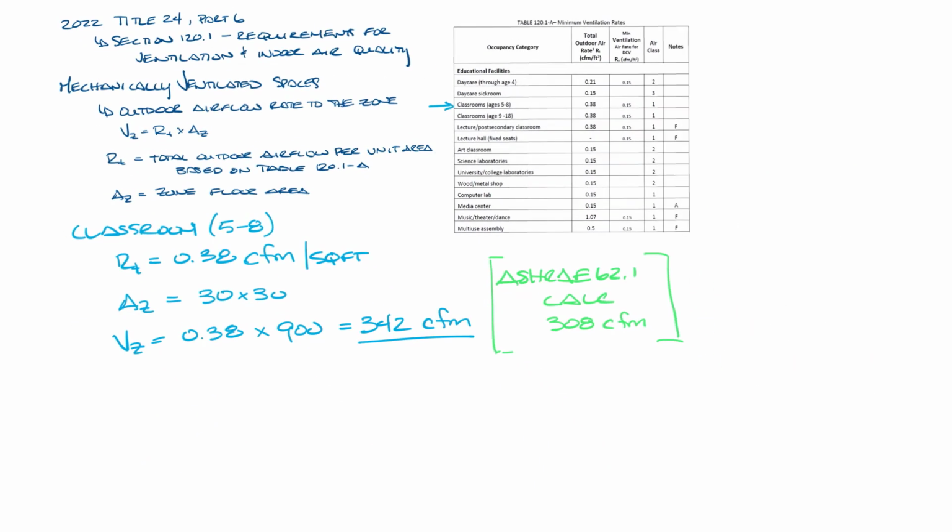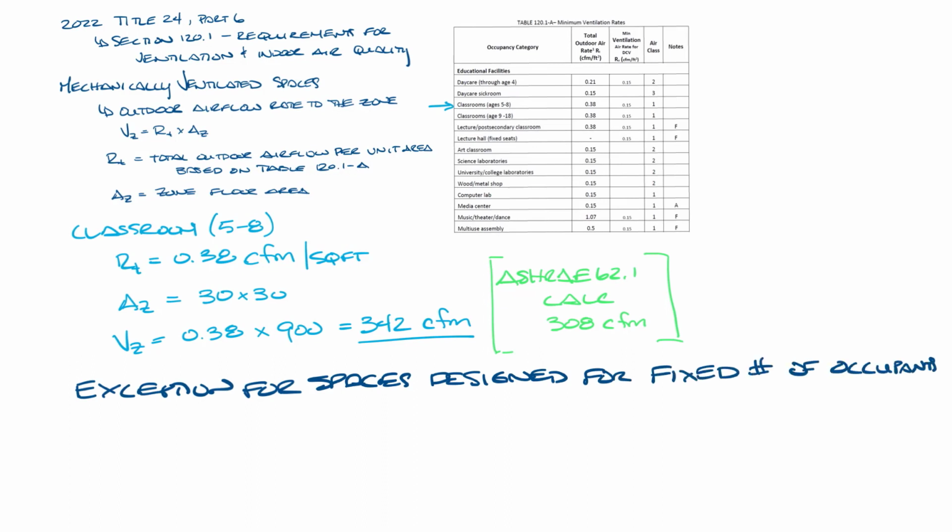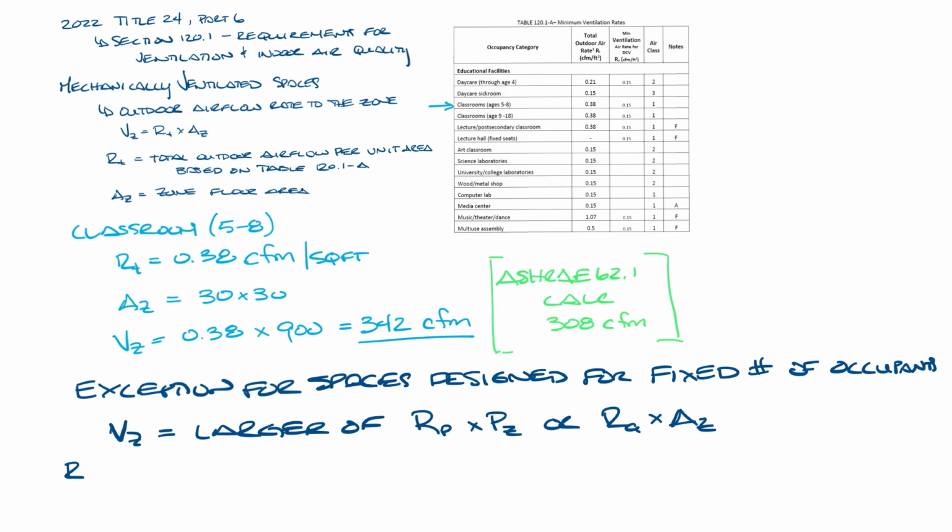So let's move this out of the way and look at the exception for spaces that are designed for a fixed number of occupants. In this case, V sub Z is the greater of the two between R sub P times P sub Z or R sub A times A sub Z. And R sub P is 15 CFM per person, and P sub Z is the number of people.